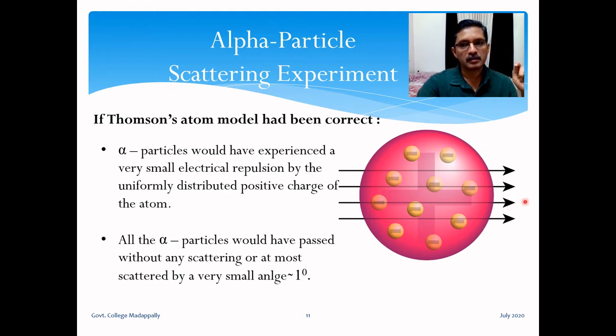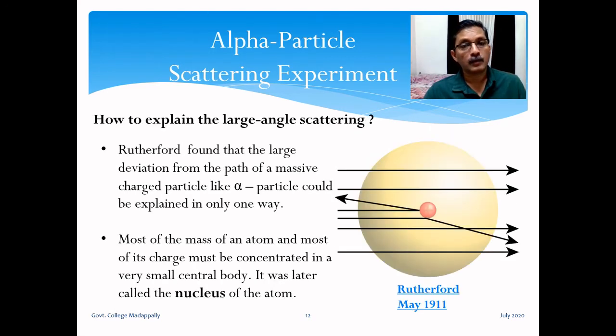So the actual results of the alpha particle scattering experiment showed that Thomson's atom model was not correct. That was the conclusion obtained by Rutherford, Thomson's own student. How did Rutherford explain the large angle scattering?